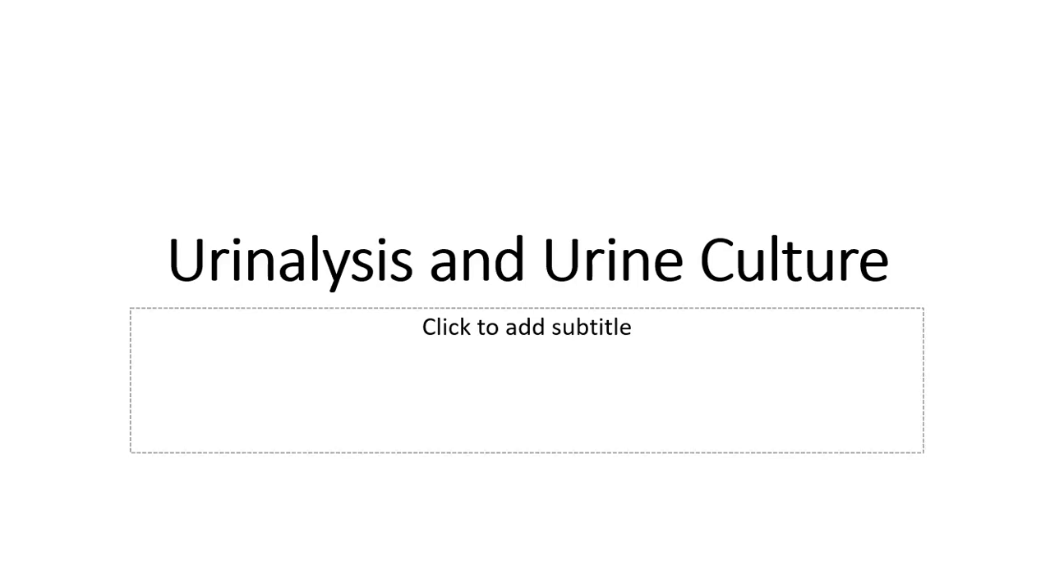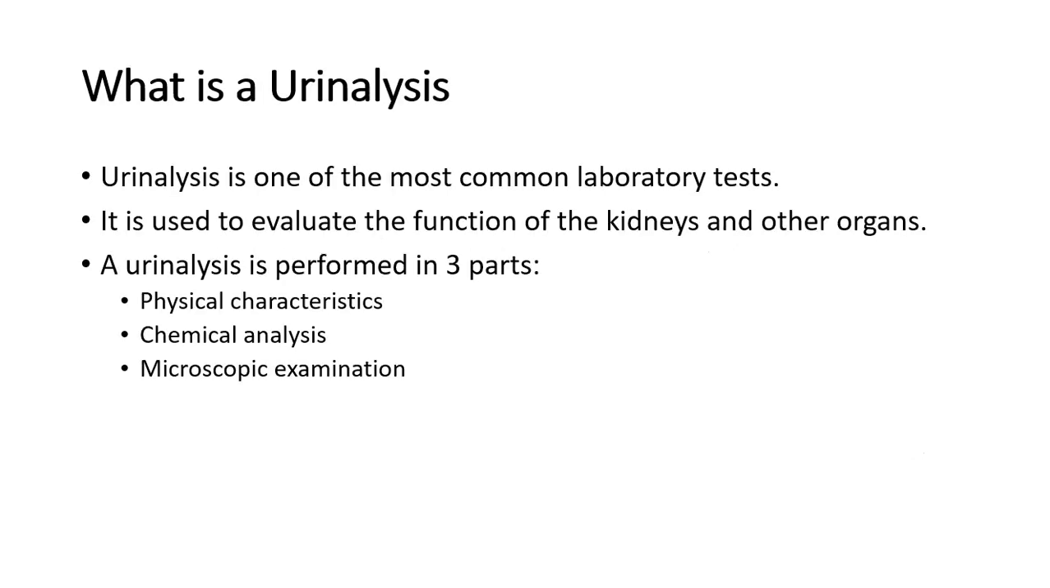So let's talk about one of the more common tests that are done in the lab. Since we're on the urinary system, talk about urine analysis and then the subsequent culture. Now, hopefully, if you've taken A&P, you've gotten some urine analysis in A&P, but it is one of the more common laboratory tests that we get in the lab. And again, it is used to evaluate the function of the kidneys and other organs, but it's performed in three parts: physical characteristics, chemical analysis, and microscopic examination.